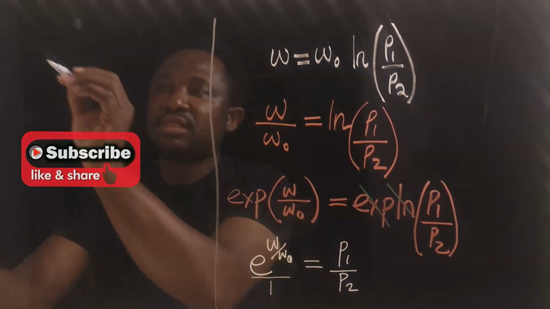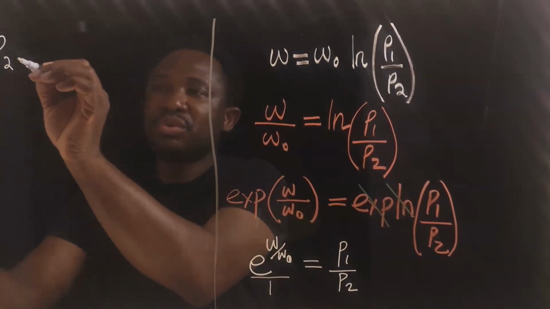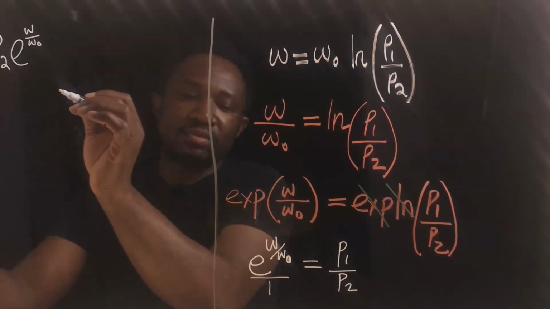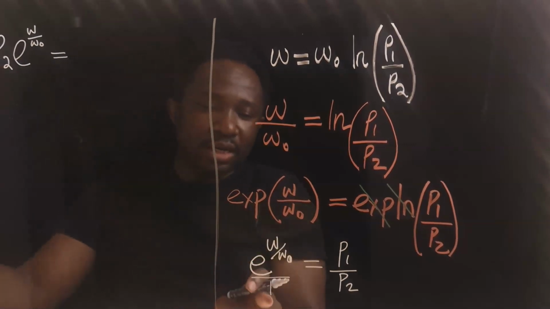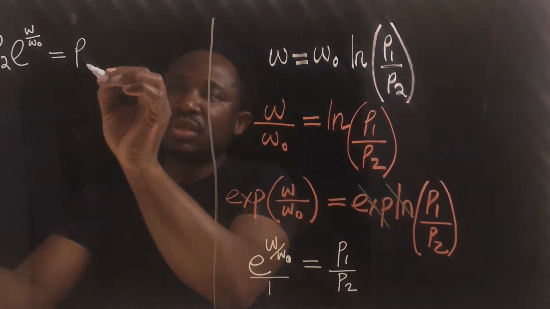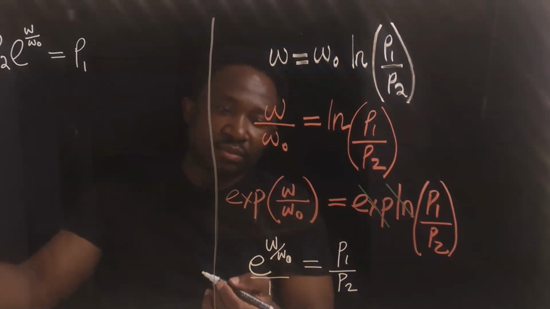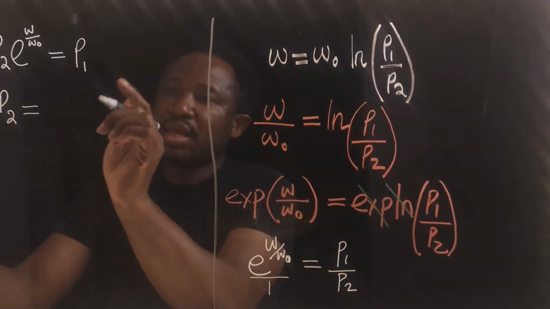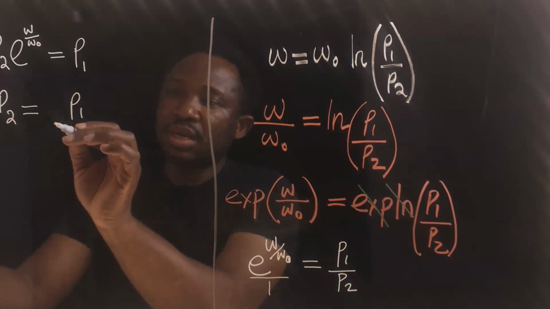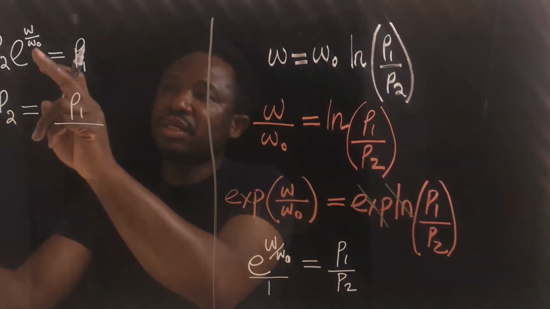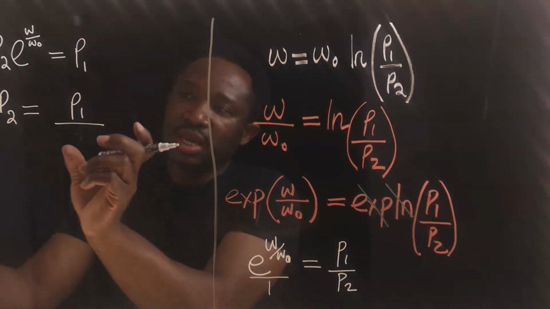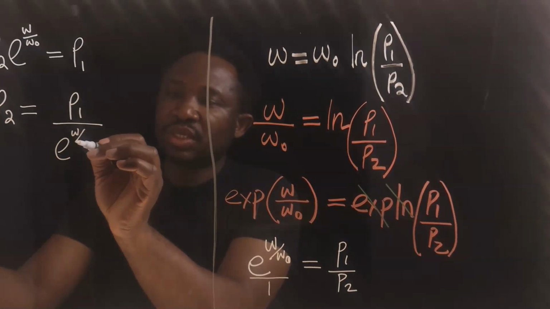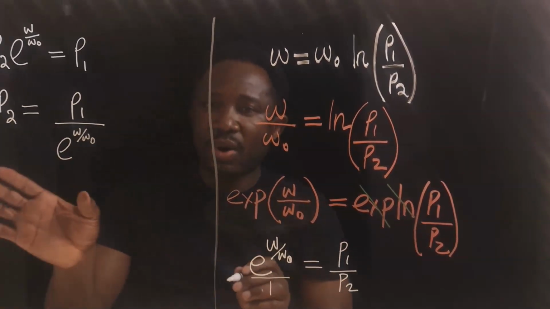This multiply this will give you P2 exponential w divide w naught, and 1 multiply P1 will give us P1. I want to make P2 the subject. Here I have P1, and because exponential w over w naught is multiplying, on this side is going to divide, and this becomes our answer.